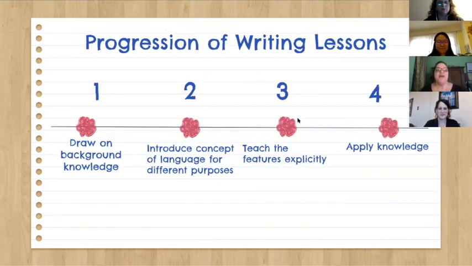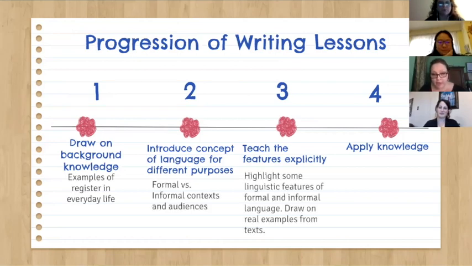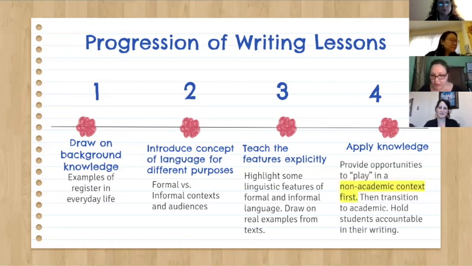And this was my progression. Number 1, how to teach register explicitly. First, draw on what they already know, their background knowledge. Second, introduce the concept of register, or language for different purposes. Thirdly, explicitly teach the linguistic features of academic language and informal language too. And fourth, give them a time to play with language, kind of like what Liz was doing, noticing language, because language is ultimately a communicative act. Give them a time to play in a controlled setting. And then finally hold them accountable for it in their writing also, okay?